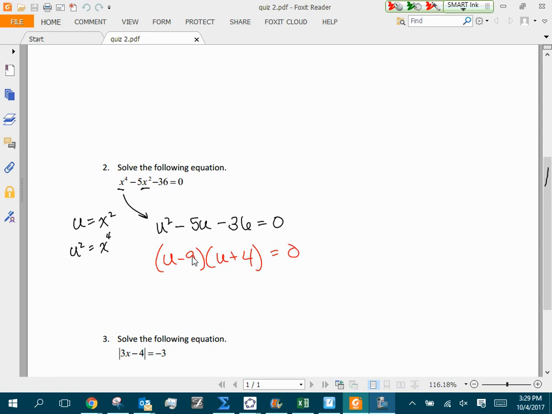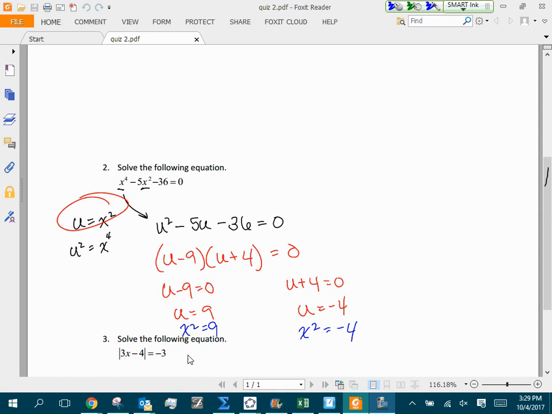Multiplying those out, negative 9 times 4 gives me negative 36, and adding negative 9 and positive 4 together, I get negative 5. So then I get u minus 9 equals 0, u plus 4 equals 0, so u is equal to 9, and u is equal to negative 4. But remember, u was x squared. I'm going to make that substitution again, get back to x squared equals 9, and x squared equals negative 4.